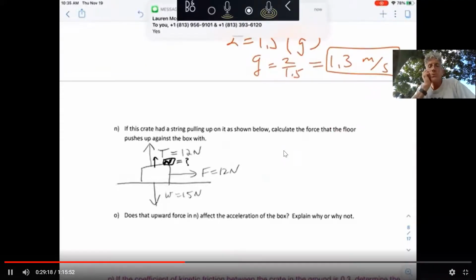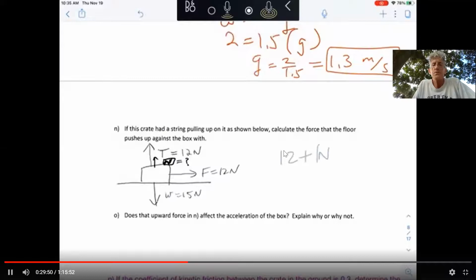If this crate had a string pulling up on it, shown below, calculate the force if the floor pushed up against the box. Okay, well, that's kind of easy. All the forces that point up have to equal the forces that point down. I'm assuming the box isn't lifting up off the ground or digging into the ground. So T plus N equals 15, the weight. So N simply equals 17.